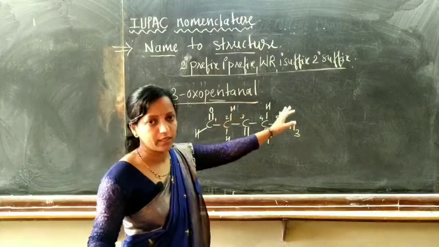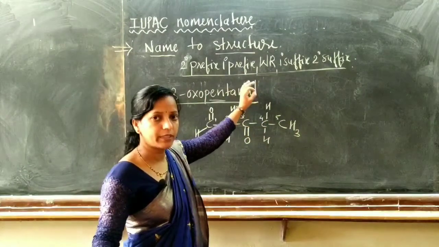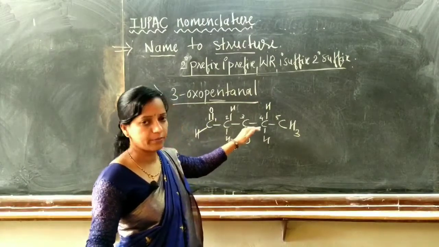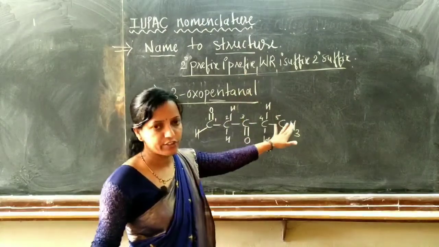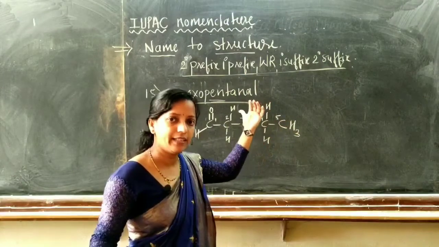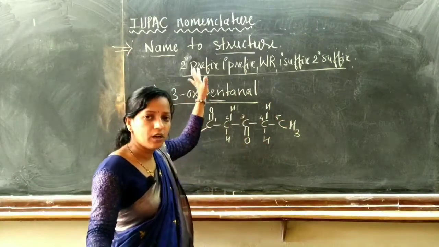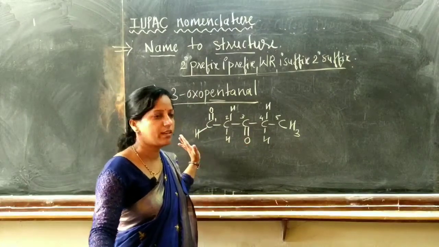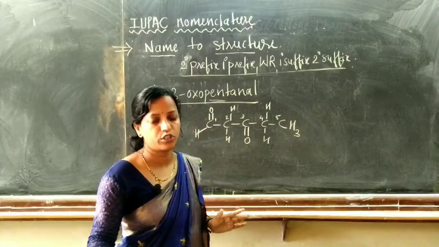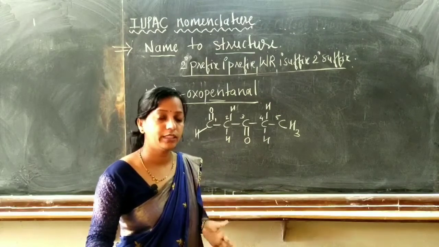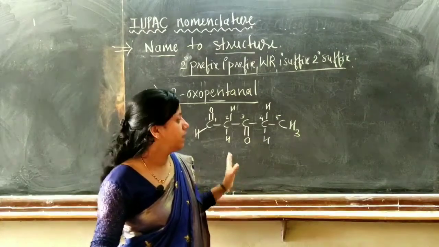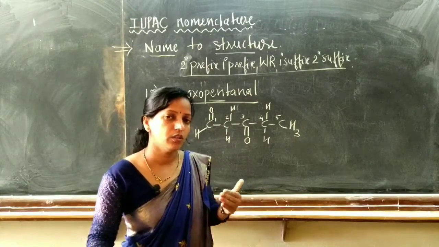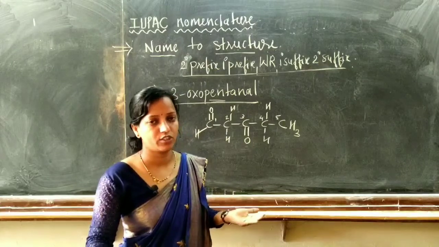So this is how we have to convert name into structure. It is easy, depending upon the number of carbon atoms. According to the root word, we have to draw the number of carbon atoms. Then we have to attach the suffix with its position, and after that we have to add prefixes with their respective positions, and then we have to attach hydrogen atoms just to satisfy the tetravalency of each carbon.